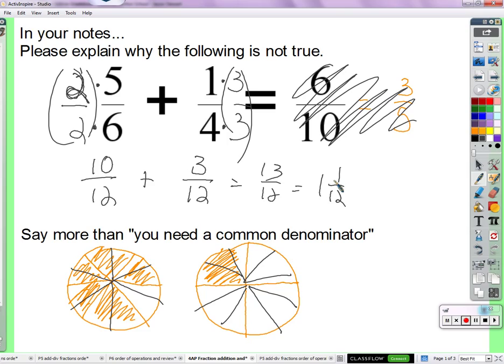So we have these different units, and we can multiply them together. We can't add different units together. So if we're going to add things together, they have to be the same. So fractions, we can make them the same size. We always can do that.